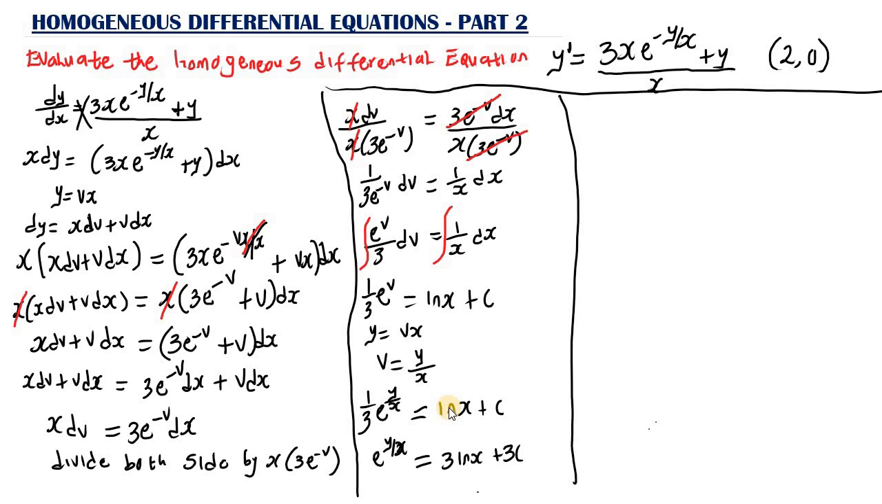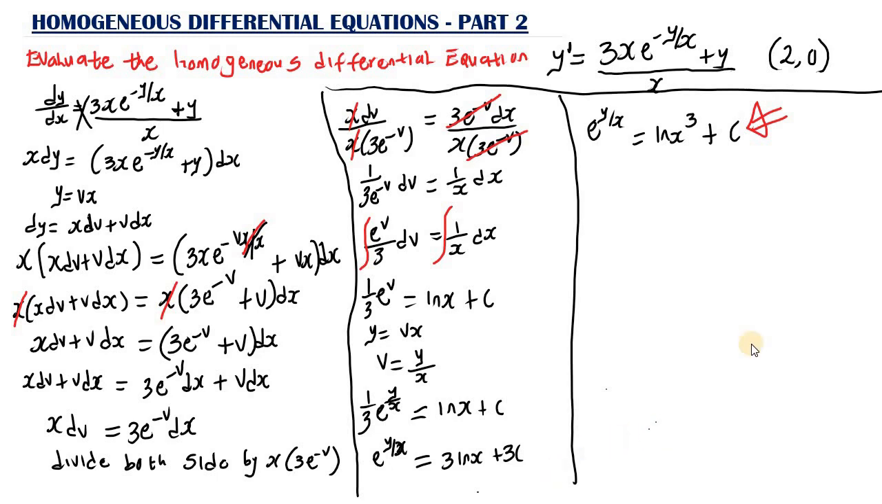Now, we can also write this as e raised to the power of y over s is equal to, now 3 multiply ln of s can also be written as ln of s raised to the power of 3. Okay, then plus 3c is a constant. So if 3c is a constant, meaning we can also write 3c as c, because c is also a constant, so they are the same. Okay, now this is the general solution to the differential equation.